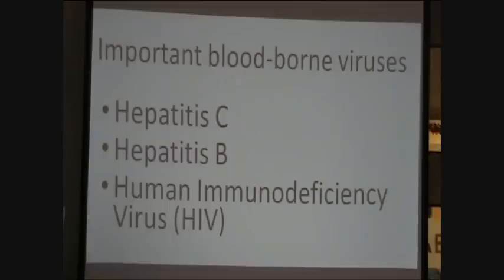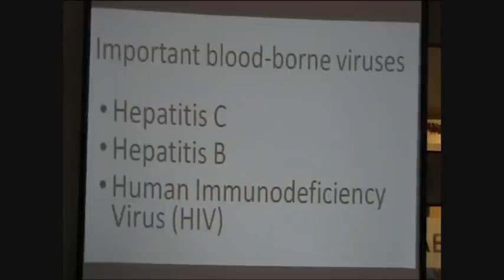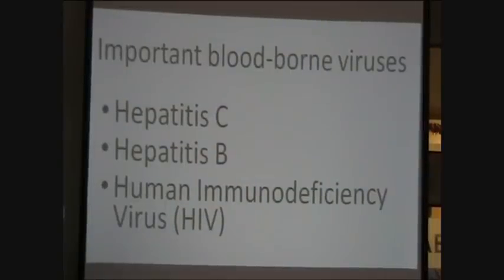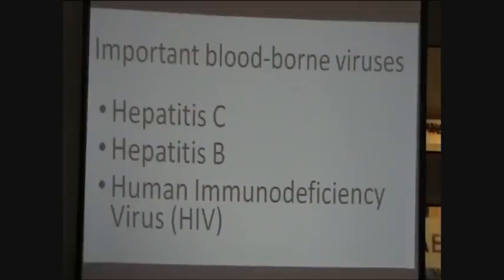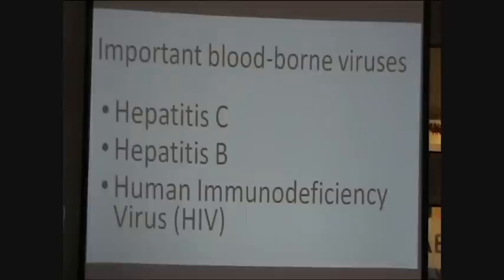The important blood-borne viruses are shown on this slide. Hepatitis B and C cause hepatitis, an inflammation of the liver which can be very serious. HIV may lead to acquired immune deficiency syndrome, commonly known as AIDS. Some people who have these viruses may not know that they are carriers, and you cannot tell without testing the person whether they have the virus or not. Therefore, it is important to take precautions when dealing with the blood and body fluid from all people.